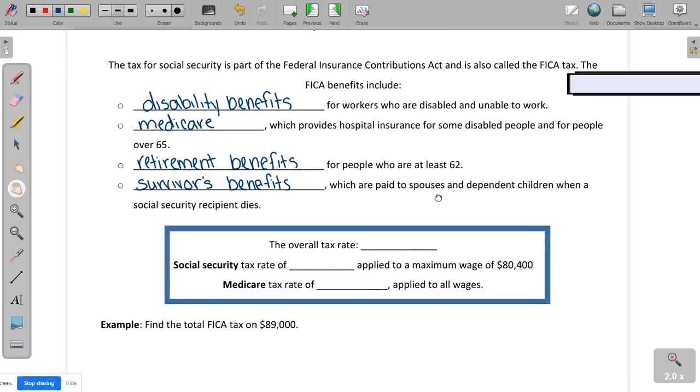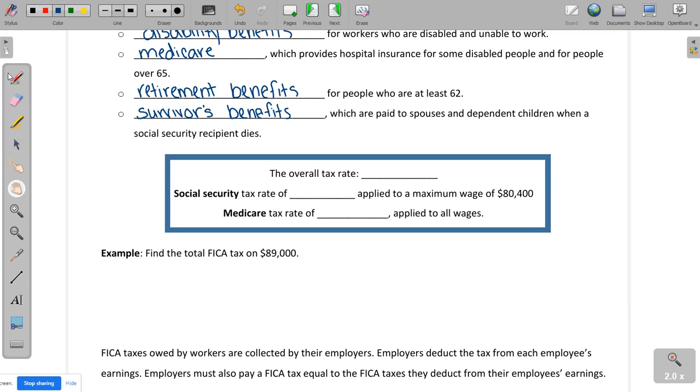So let's look at the actual tax rates. The overall tax rate is 7.65%, and that tax rate is broken down into Social Security and Medicare. Social Security tax is 6.2%, and Medicare tax is 1.45%. If you add Social Security and Medicare taxes together, you get the overall tax of 7.65%.